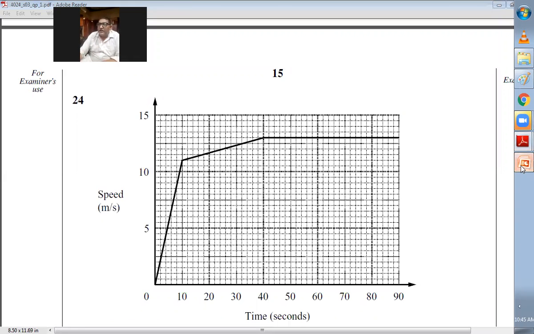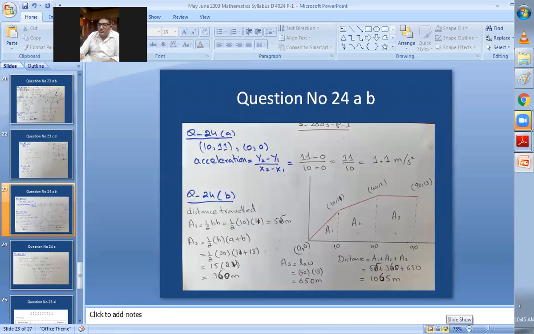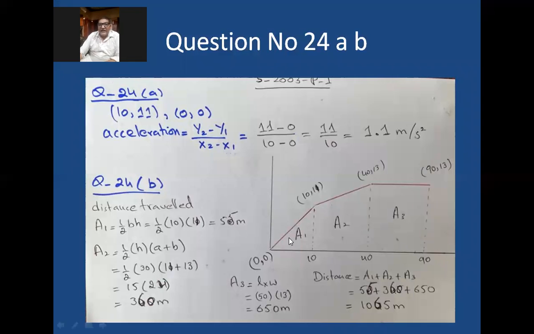I've done this on a paper. Let me show you. So here we go. You can see here, I have tried to draw that graph. The area under the graph is equal to the distance traveled. So I have divided this figure into 3 parts. This first part is a triangle, A1 is its area. The second part is a trapezium, and this third part is a rectangle. So this is 10, the base, the height is 11. So its area is 1 by 2 into base into height, 1 by 2 into 10 into 11. That will be 55 meter.